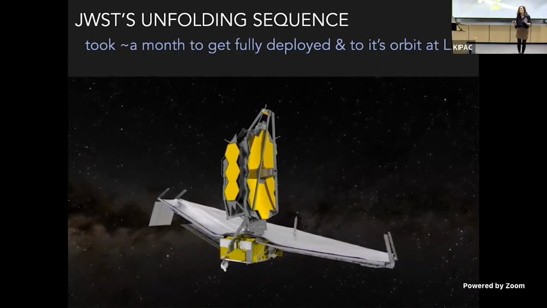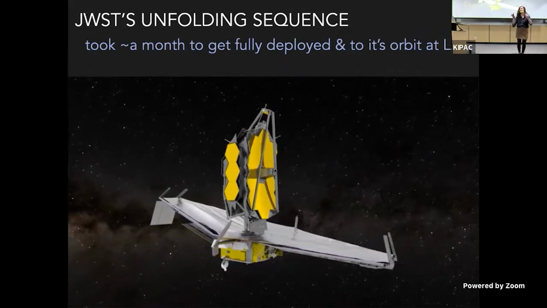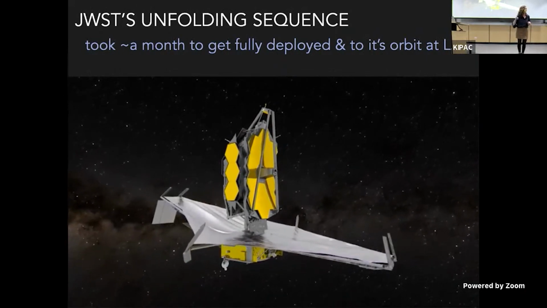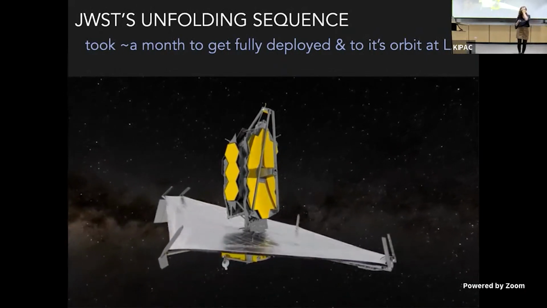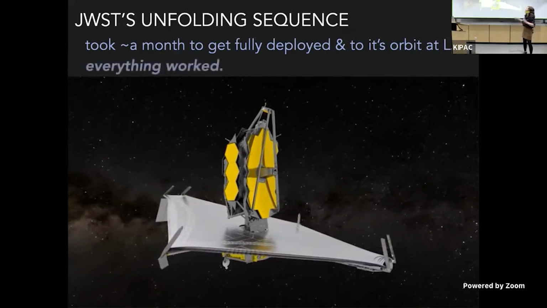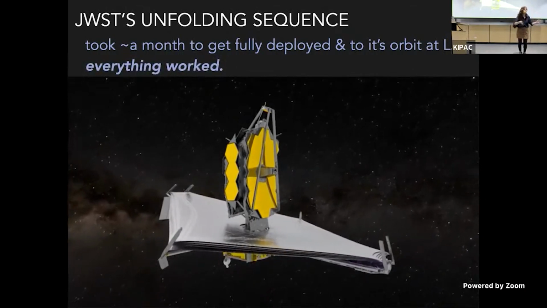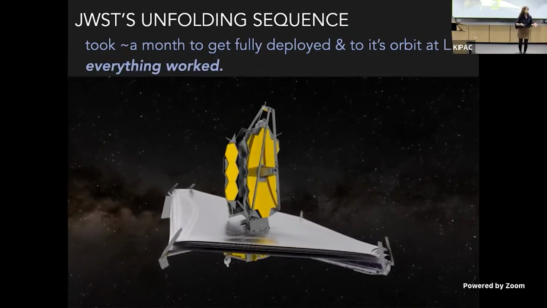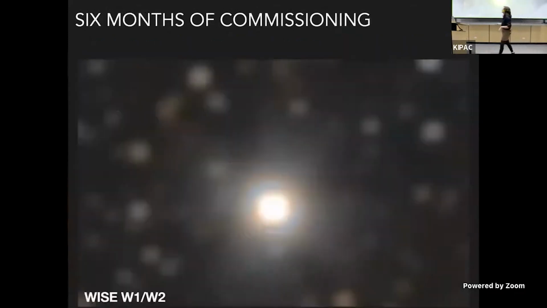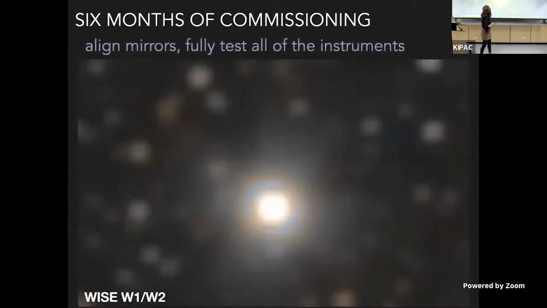And so as it was getting to its final point in its orbit, it unfolded. This was a month-long sequence where every single one of those 139 actuators and those 8 motors had to do exactly what they were designed to do exactly perfectly, right? So this was a very tense time for every astronomer. We were monitoring, refreshing the NASA feed, because that was how all of us were figuring out about this. And again, everything worked. The telescope is working. It got to the right point. It all unfolded.